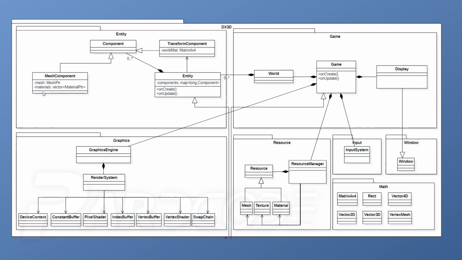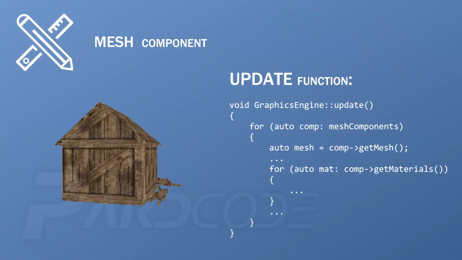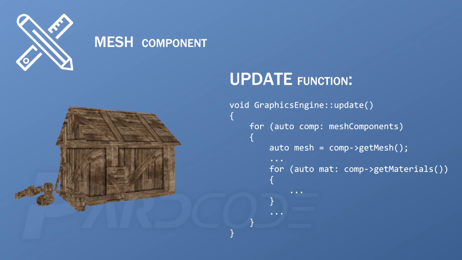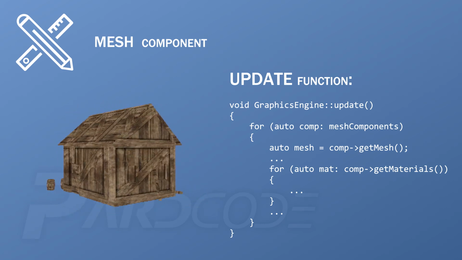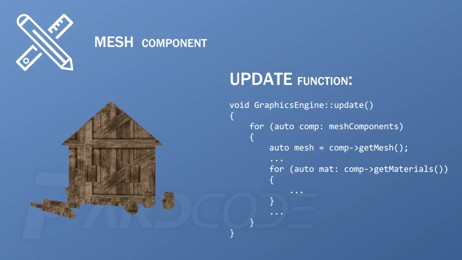At this point, once we have created the mesh component class, what do we have to do? We need to exploit the data stored in the mesh components to render the meshes on the screen. To do that, we will exploit the graphics engine class. The goal is to aggregate all the mesh components in the graphics engine class and, in the update function, loop over these components, retrieve the meshes and materials inside them, and render them on the screen. As usual, we will deepen this aspect in the implementation part.